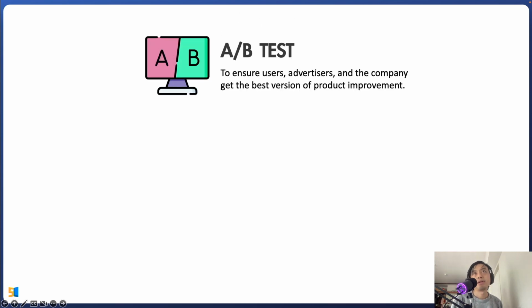So in this slide, I'm going to share about experiments. So usually we do a lot of A/B testing, right? Basically to ensure that if we want to produce a new improvement or new features, all of the 3 pillars, users, advertisers, and the company, get the best versions of product improvements. So we have to balance the expectations.